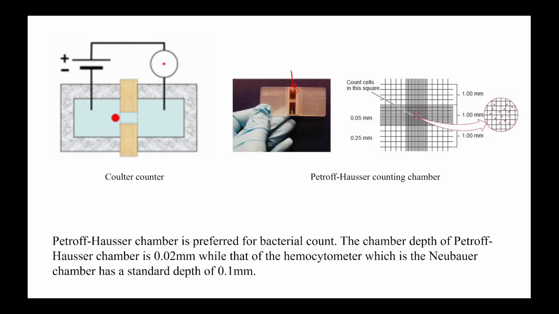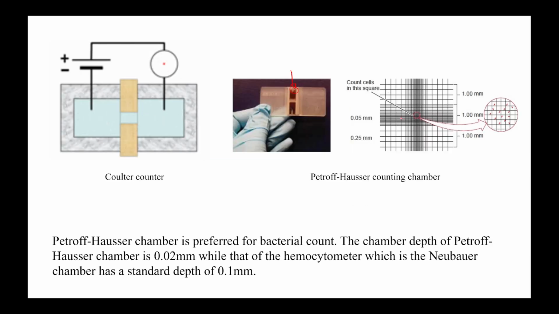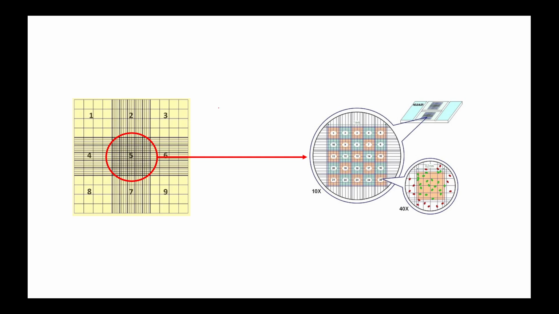The length of both the larger and the smaller square is different. So this is 1 mm by 1 mm. This is 1 mm and this is also 1 mm. Whereas this small square that you see, I'll just highlight one square.